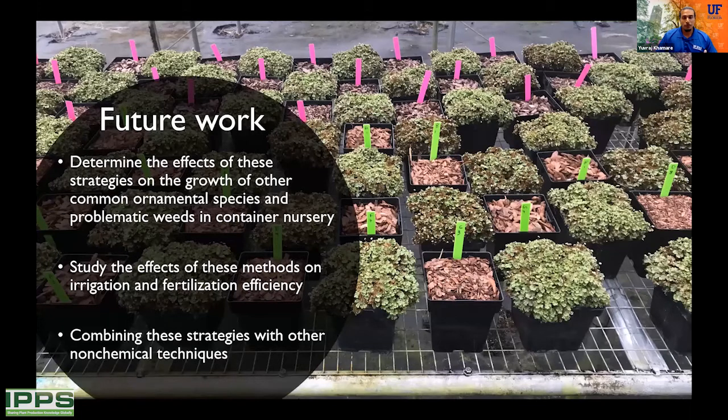So for our future work, we'll be determining the effect of these strategies on the growth of other common ornamental species and also other problematic weeds in container nurseries. Also, we plan to study the effect of these methods on irrigation and fertilizer efficiency. And this will be a good strategy to combine with other non-chemical techniques.